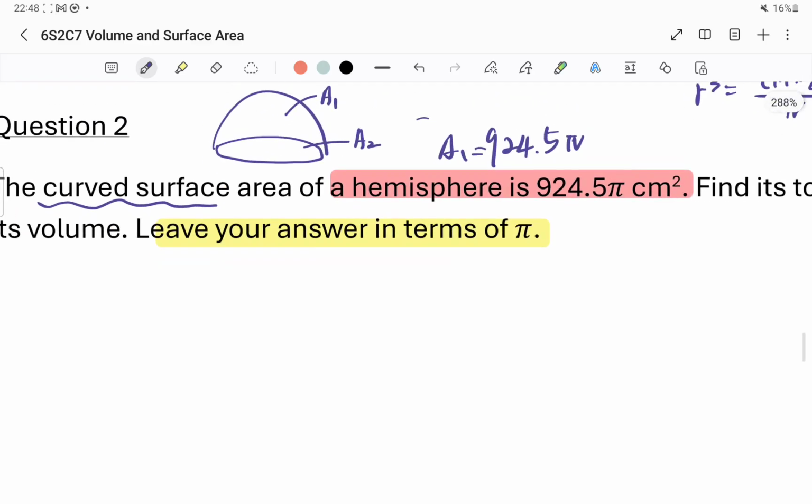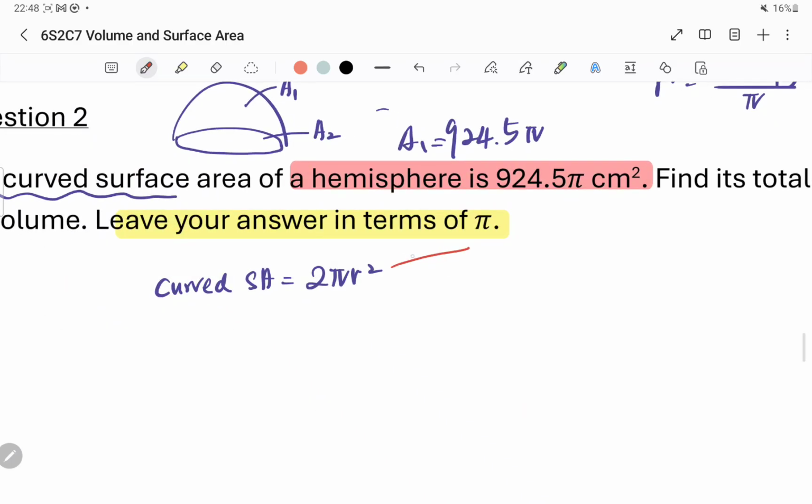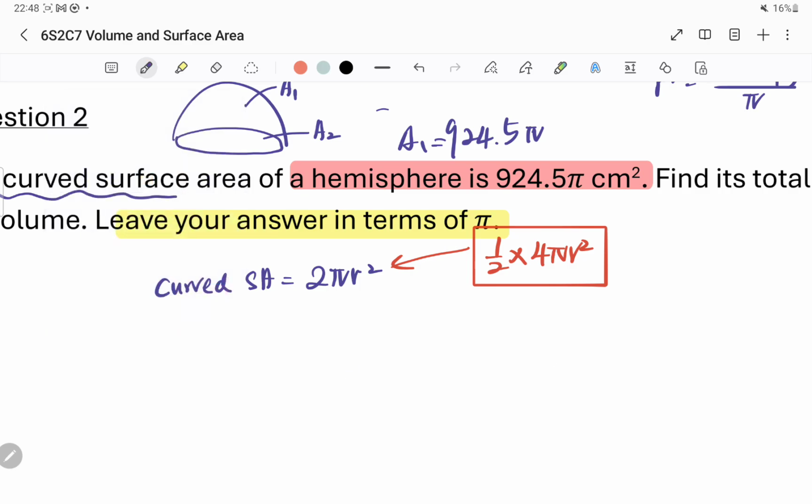Like I mentioned, our curved surface area of a sphere is 2 pi r squared. How do I get this? This is because of 1 over 2 multiplied by 4 pi r squared. So 1 over 2 multiplied by 4, you should get 2. So you have 2 pi r squared. So on the left hand side of the equation, I will put 924.5 pi equals 2 pi r squared.